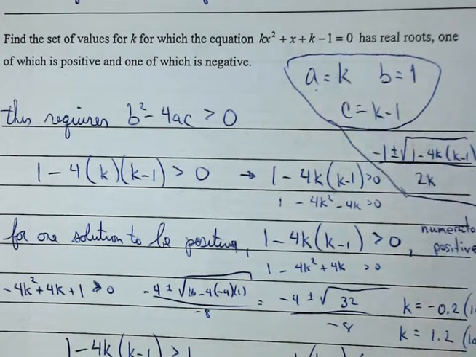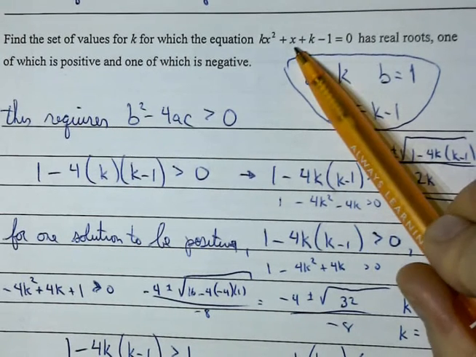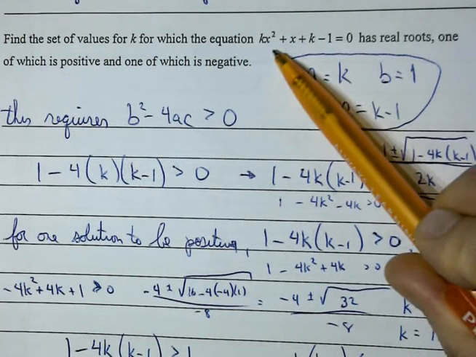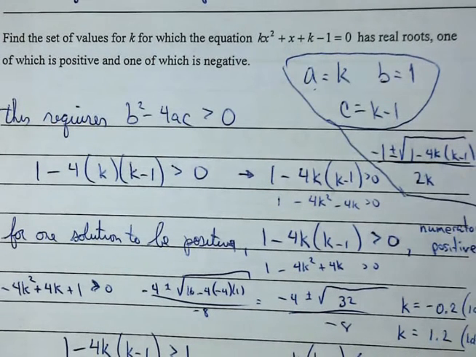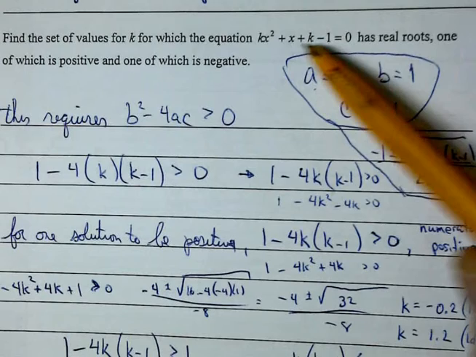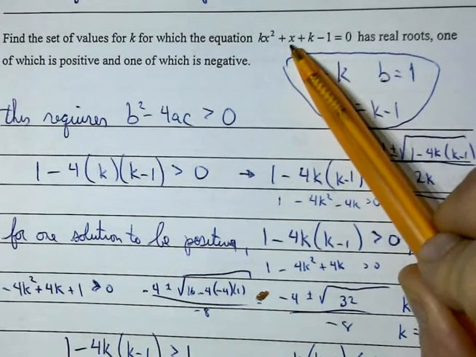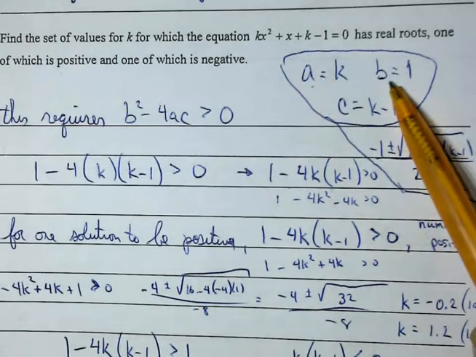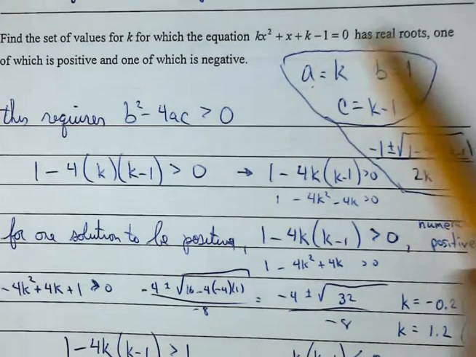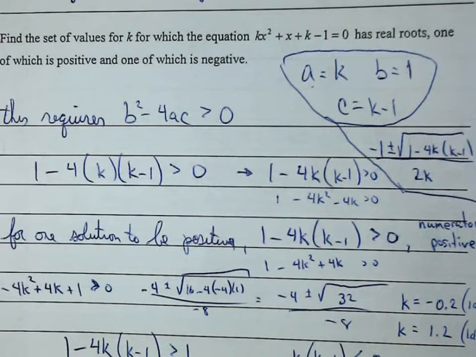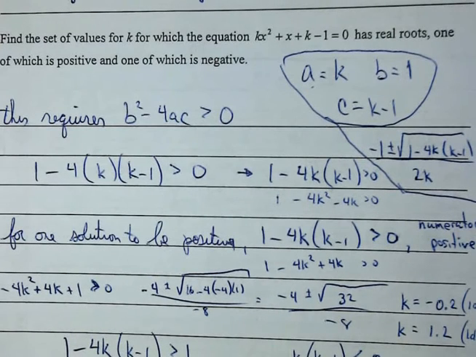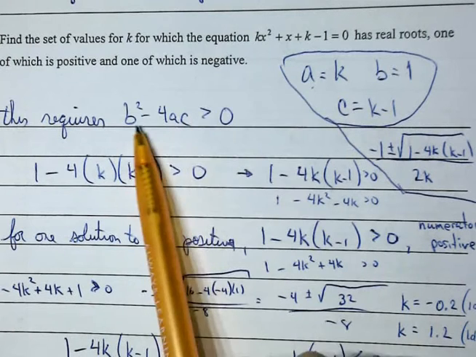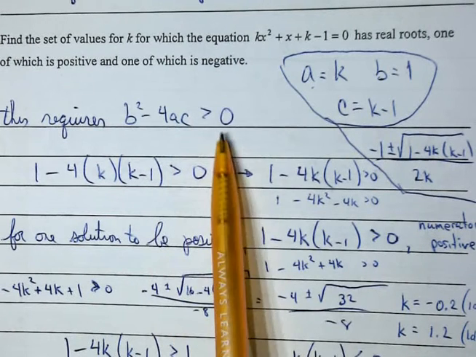x plus k, kx squared plus x plus k. The coefficient of x, that's always considered to be our b. So b is 1, and the k minus 1, that's our c. Now, first thing I thought was, if we're going to have a real root, b squared minus 4ac has got to be equal to 0.